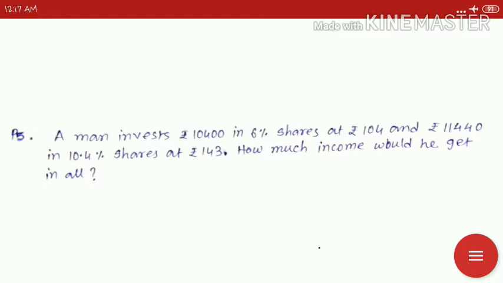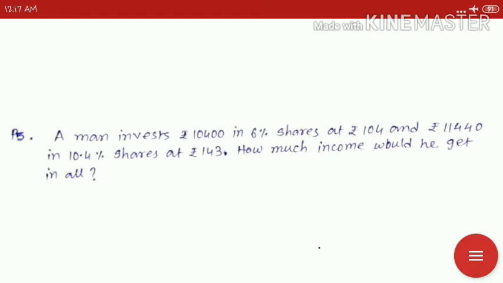Now the problem is that to find out the dividend, we need to find out the number of shares first and then the face value and the rate of return. So out of this you can see that only the rate of return, the rate of dividend, is given, not the face value, neither the number of shares. But one thing is most important, you can see that the investment and the market value are also given.